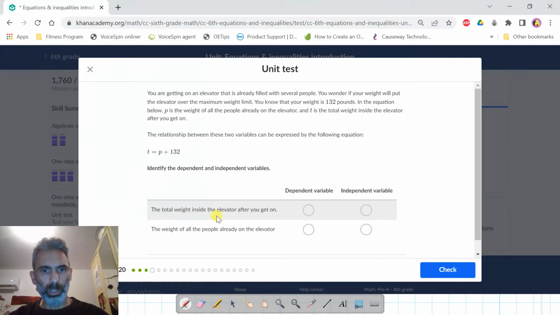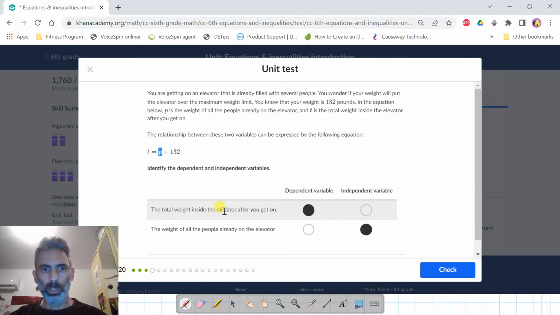So the total weight inside the elevator after you get on is the dependent variable, and the weight of all the people already on is the independent, because T is affected by the combination of these 2 values. So as P increases, T increases, and as P decreases, T decreases. So T is dependent upon the sum of these 2 values, and therefore it is dependent on the value of this variable.